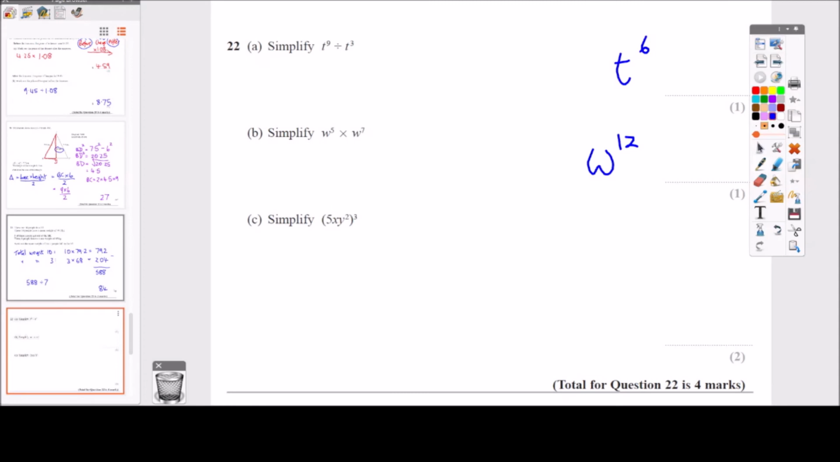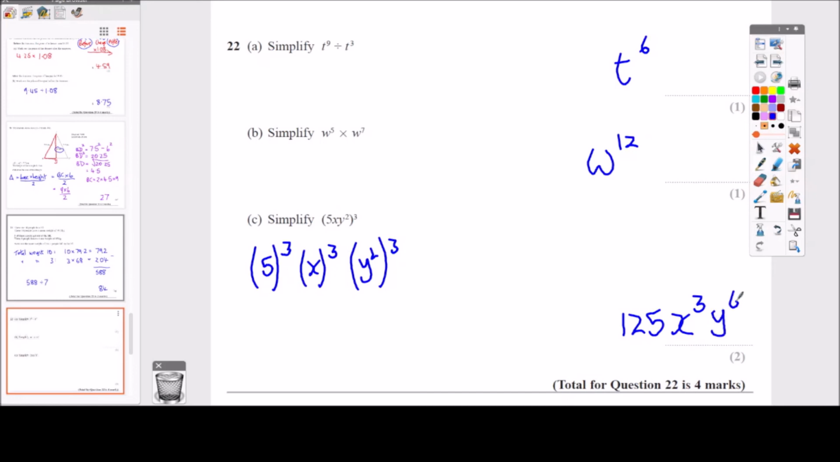Now for part C, every component inside the bracket has to be cubed. So we've got 5 being cubed. We've got x being cubed. And we've got y squared being cubed. Now 5 cubed means 5 times 5 times 5. Just do that on your calculator, you get 125. X cubed just means x times x times x. That is x cubed. And y squared all cubed, when you've got a power inside the bracket and outside the bracket, you multiply them together. 2 3s are 6. So that's going to be y to the power of 6.